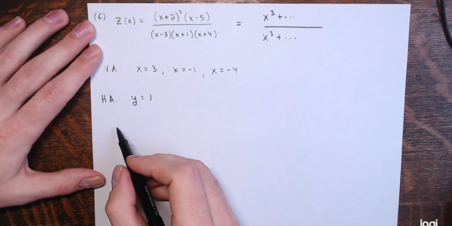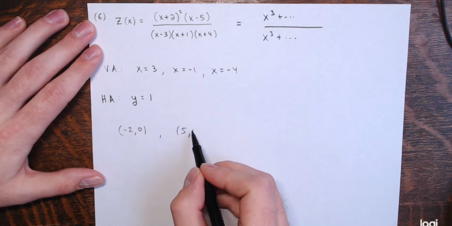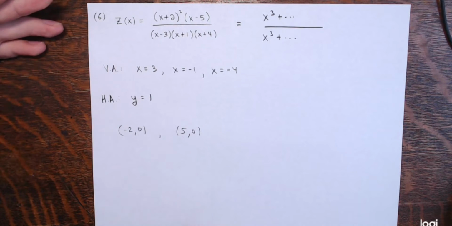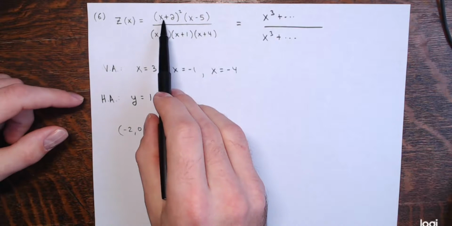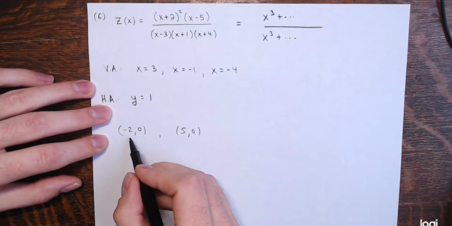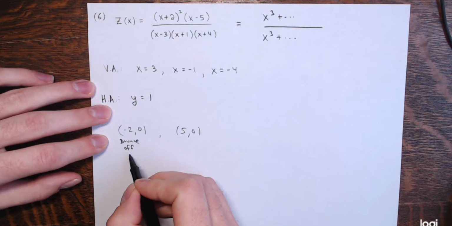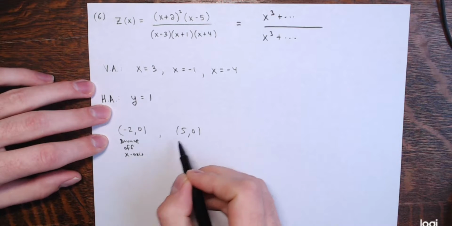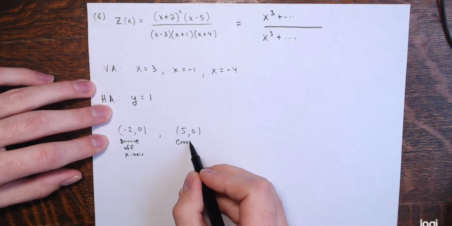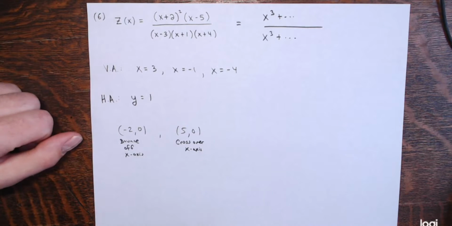Now the intercepts. You have (-2, 0) and (5, 0). If you plug in -2 for x and 5 for x, the numerator is 0, but the denominator is not. Now here's one where you see x plus 2 is squared. So this intercept of -2 has a multiplicity of 2. The graph's going to bounce off the x-axis here. It has an even multiplicity. Whereas at (5, 0), x minus 5 is only the first power. It's odd. So the graph's going to cross over the x-axis at (5, 0). Hopefully you remember all that multiplicity from polynomials.